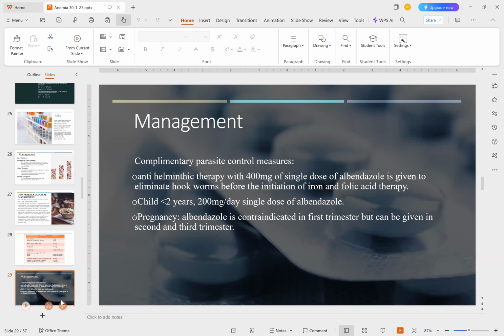Management: complementary parasitic control measures. Anti-helminthic therapy with a single dose of 400 mg of albendazole is given to eliminate hookworm before the initiation of iron and folic acid therapy. For children less than 2 years, a single dose of 200 mg of albendazole. In pregnancy, albendazole is contraindicated in the first trimester, but it can be given in the second and third trimester.